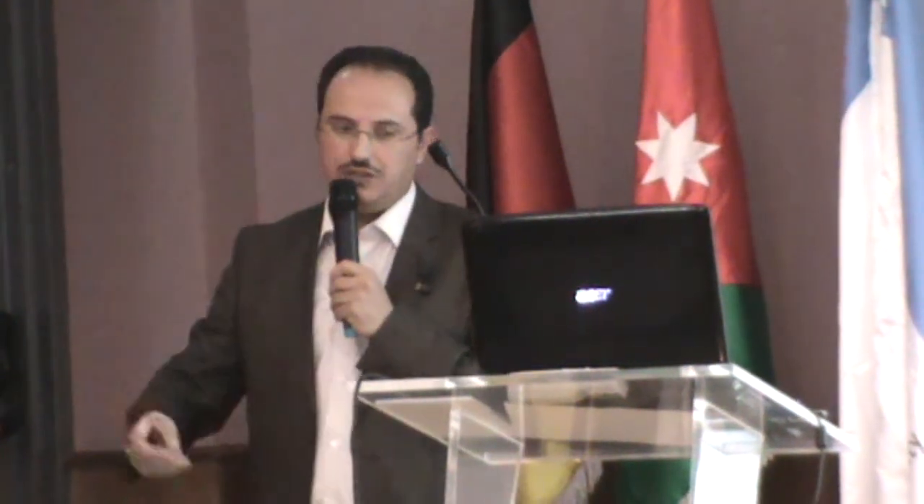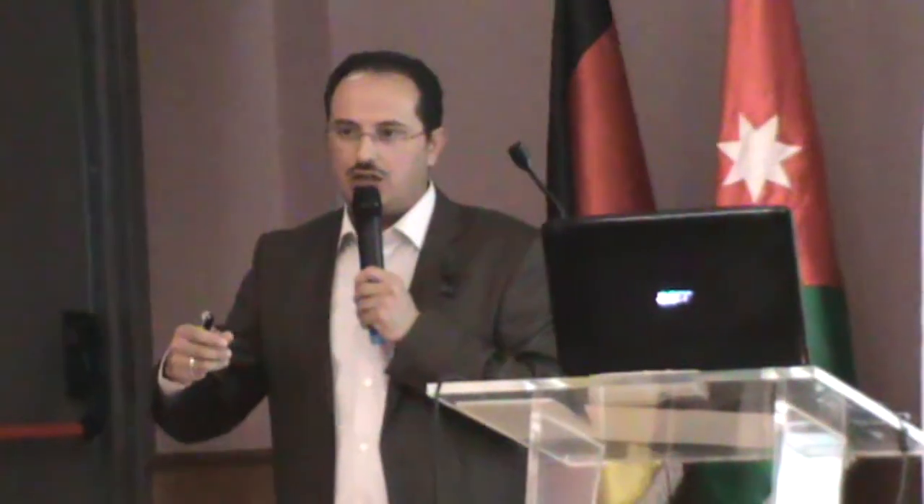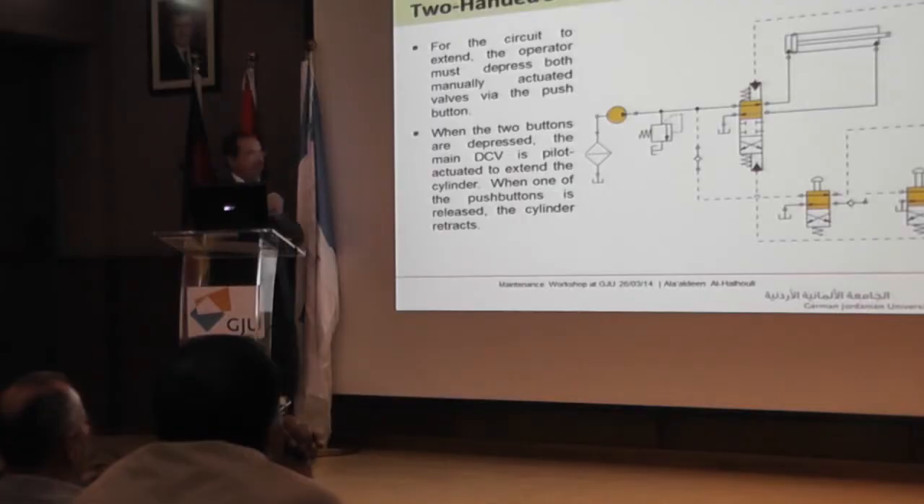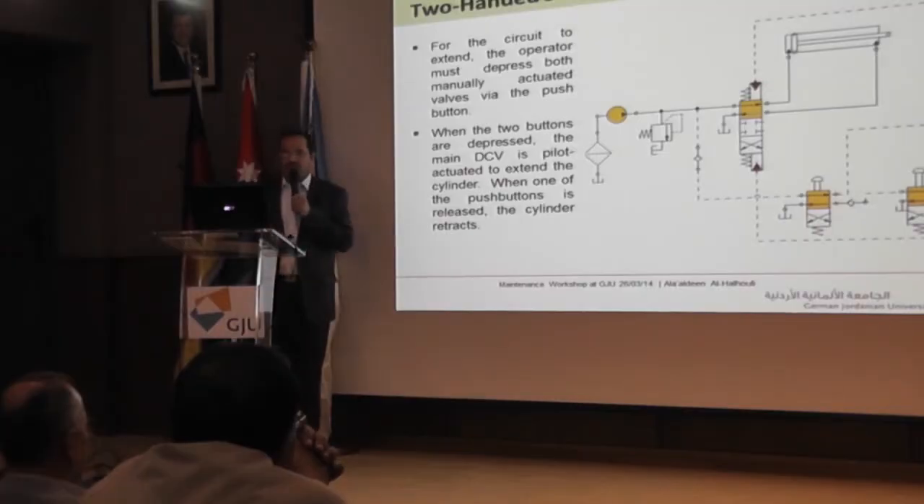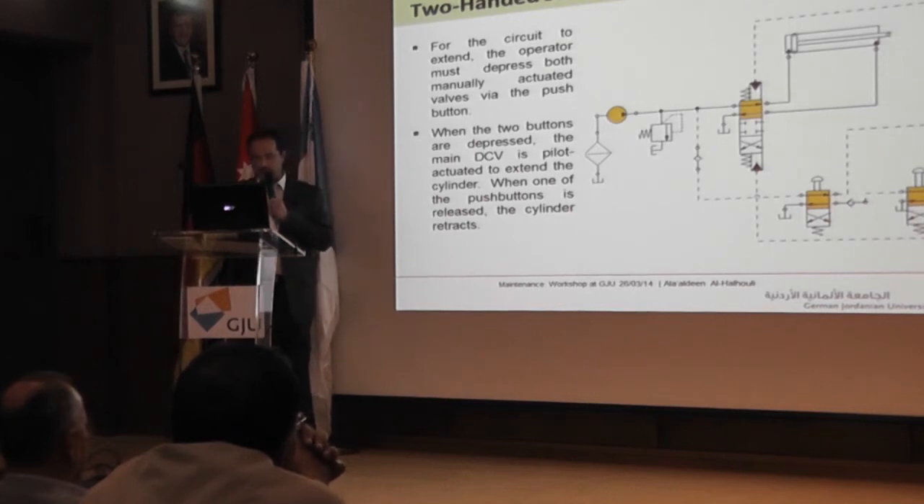This means if you are working in an industry and you are operating something dangerous or would like to be safe, you can put what's called a two-handed system, where you have two valves and your system will not be operated unless both are pressed. So if you press only one of these, there will be no action. If you press both, then there will be an action, either retraction or extension. This is just for safety purposes in industry.